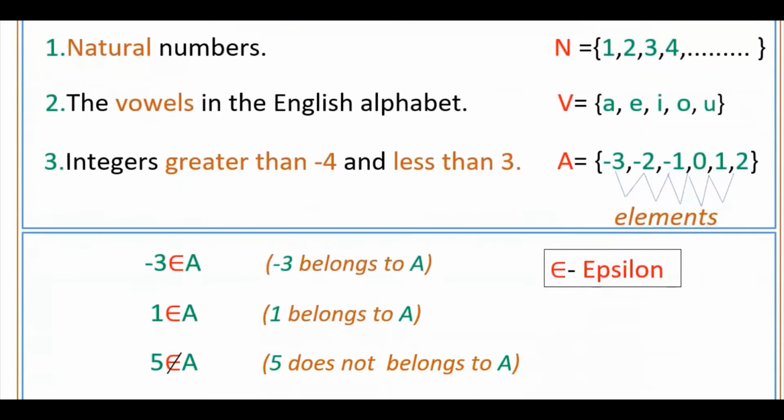So these are the set examples. And here these well-defined objects, we can call them elements. For example, -3 is an element, -2 is an element, -1 is an element, like this. If you see, all these elements belong to the set A. This belongs to, you can write with the symbol epsilon like this. For example, -3 belongs to A. You can write it like this with this symbol. And 1 belongs to A. Like this, -2 belongs to A, 0 belongs to A. And if you see here, 5 is not an element of set A. So here you have to write 5 does not belong to A.